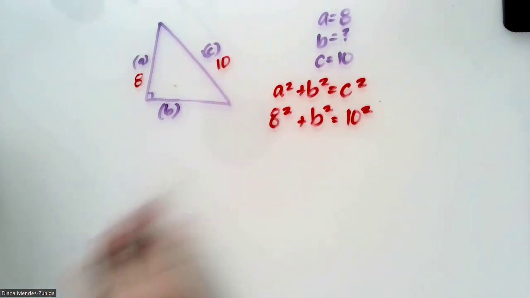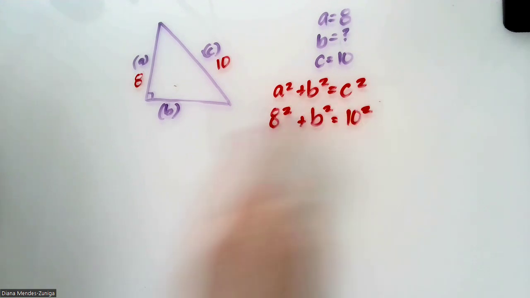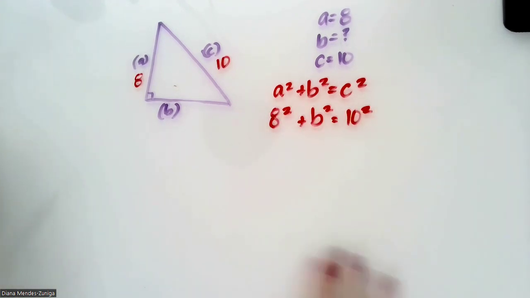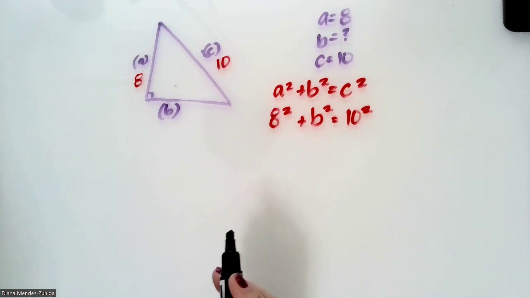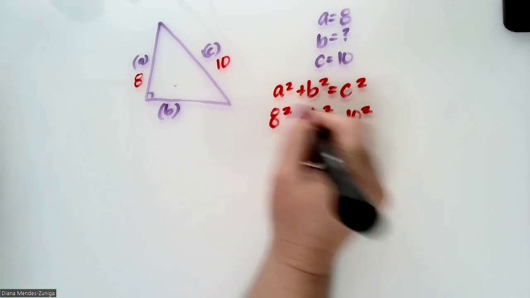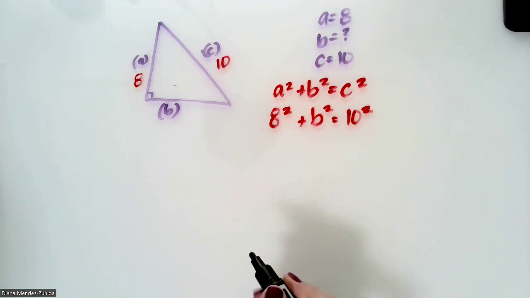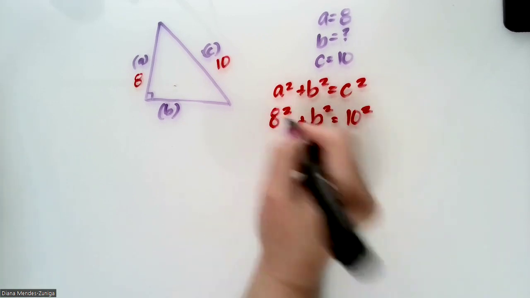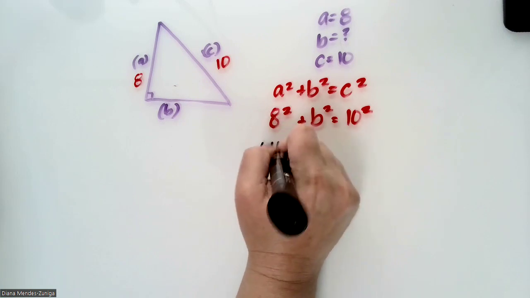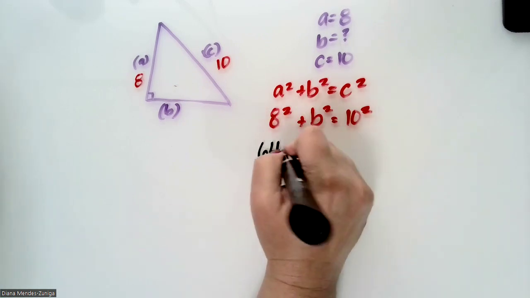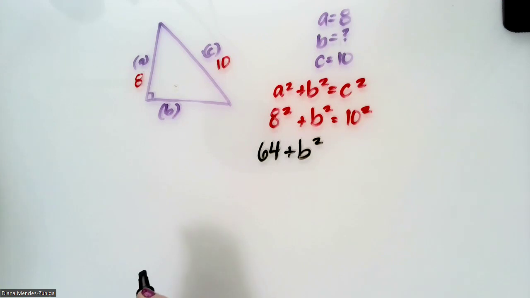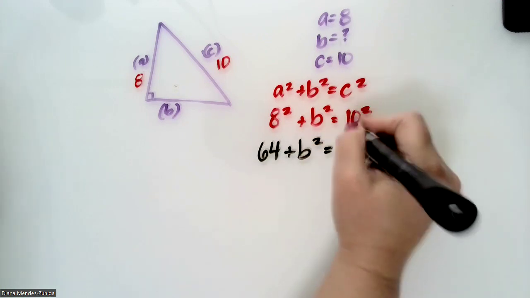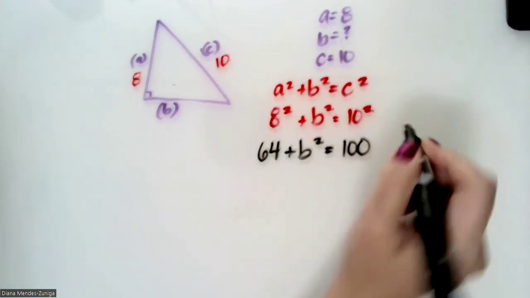Now, I can't really do anything with this problem because I have my squares in here. I have my 8 to the second power. So what I need to do is I need to solve that first. Okay, so what I'm going to do is I'm just going to translate this problem into some numbers without these exponents in here. So my 8 squared is going to give me 64 because 8 times 8 is 64. I still don't know the value of this missing b, right? And then I have my 10 squared, which is 100.